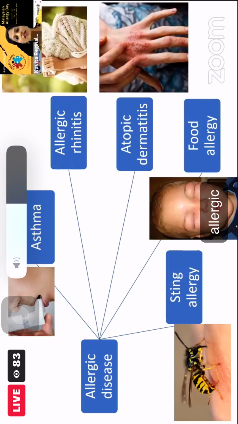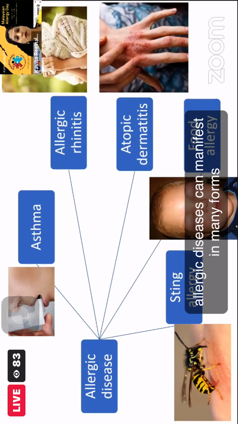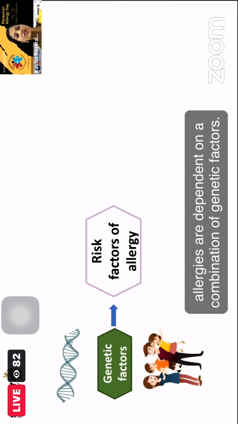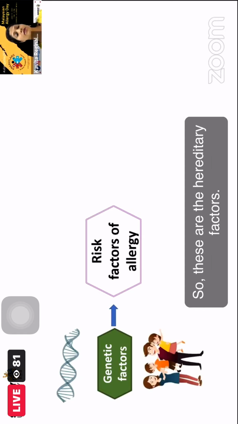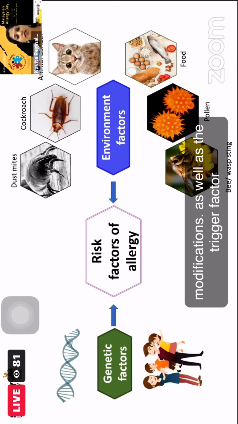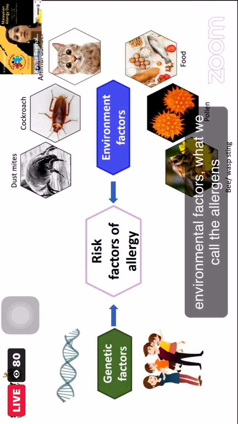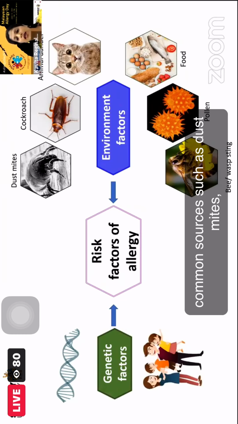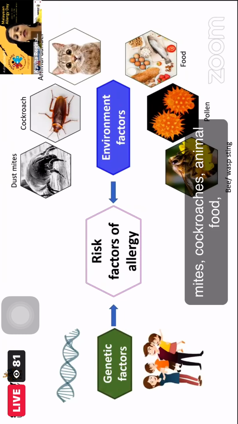Allergic diseases can manifest in many forms, and the very common ones are... The risk factors for allergies are dependent on a combination of genetic factors. So these are the hereditary factors and some DNA modifications, as well as the trigger factors, the environmental factors, or what we call the allergens, from some common sources, such as dust mites, cockroaches, animal dander, food, pollen, and insect stings.